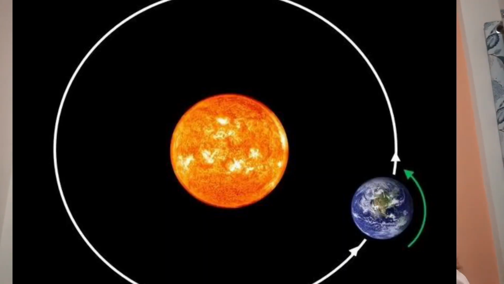Now come to the next. Have you seen the motion of Earth? Yes, it has two types of motion together. Earth is spinning on its axis, which means Earth is rotating on its axis, and this is known as rotatory motion. And when it moves around the sun, that is revolutionary motion.